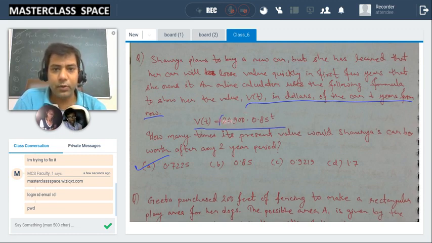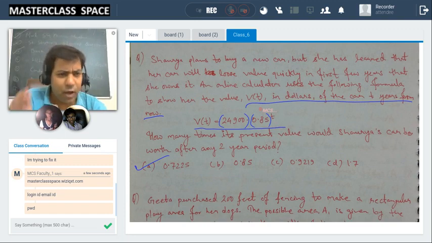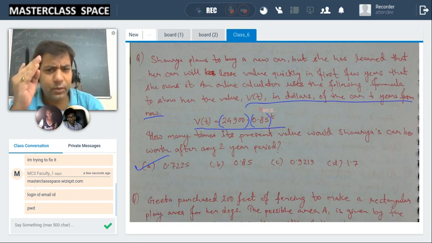If you are getting confused, just take this under bracket. Okay? Now, agreed? 24,900 into 0.85 to the power T. How many times its present value would Shorya's car be worth after any 2 year period, my dear friend? How many times the price will be after 2 years from now?